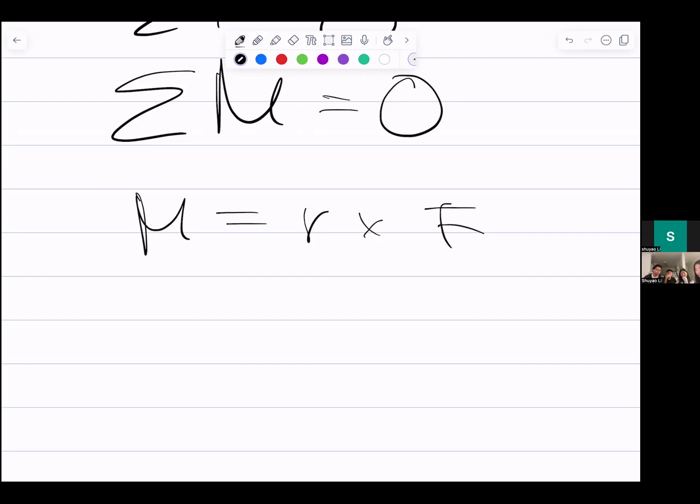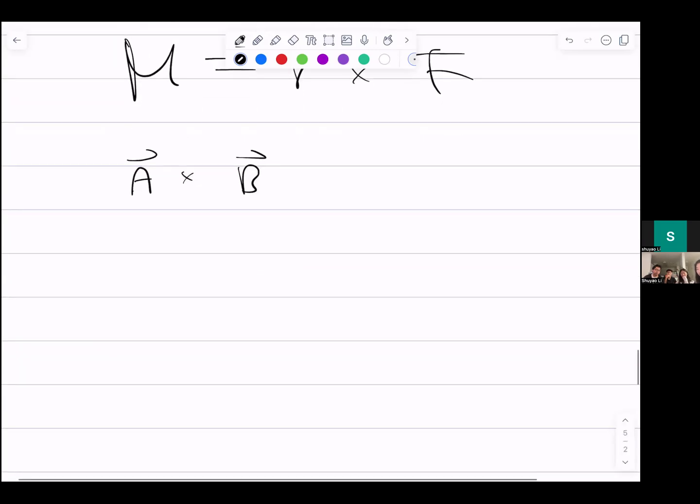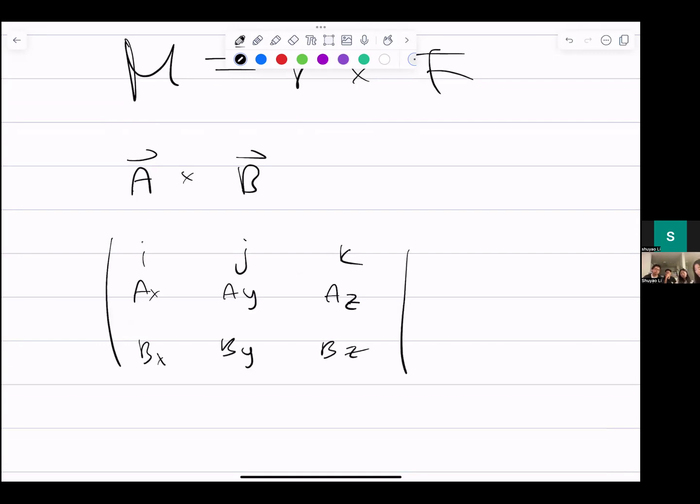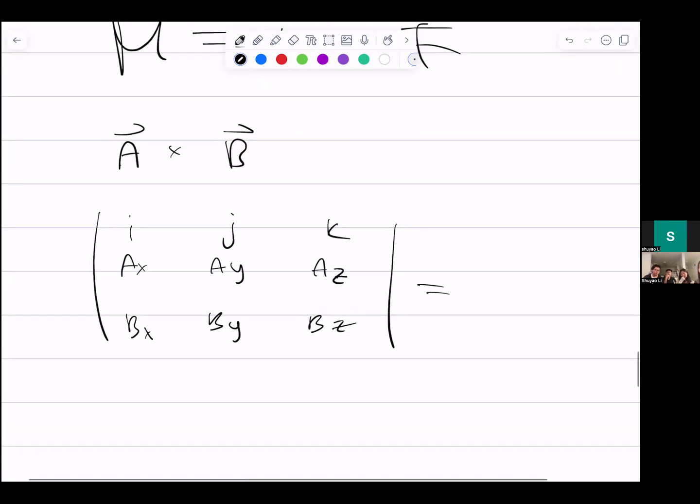So essentially when we do this, for example, the cross product of A and B, these are both vectors, would look like this. And we can solve for that when we're solving for moment. So what do A and B represent? Does A represent the R and B represent the force? Yes. Sorry, I did not write that out. All right, makes sense.